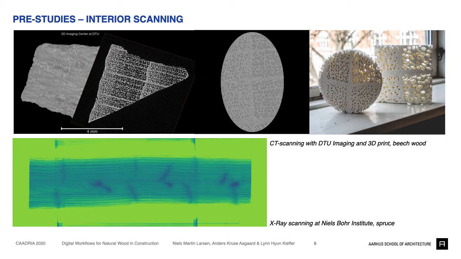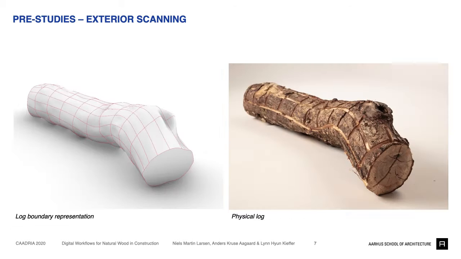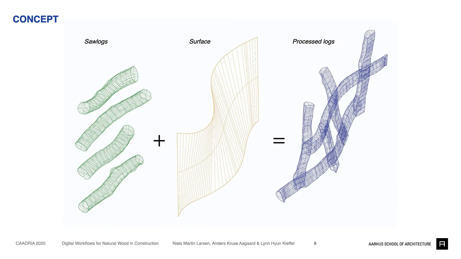We teamed up with the Technical University and the Niels Bohr Institute and did a series of CT and X-ray scans to study the interior of wood and how these technologies work. We also performed a series of 3D scans on saw logs, and we started to experiment with machining strategies that follow their shapes instead of breaking them. Our concept is to match the curved saw logs with geometries and utilize the natural shapes of the logs in various construction types.